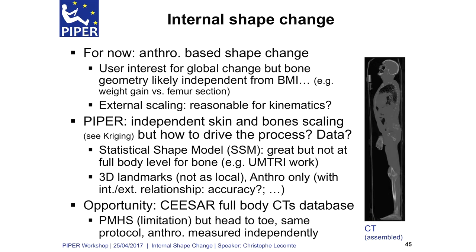Now, what we have here is the opportunity to use data that has been made available to us by project partners, by CSER. And the advantage is that we have access to a database of CT scans of full-body subjects. And so we can use this source of data to generate anthropometric information relating the external shape of the body and the bony shape. So how do we do that in Piper, or rather, what are the efforts that we have been putting and are putting into that?